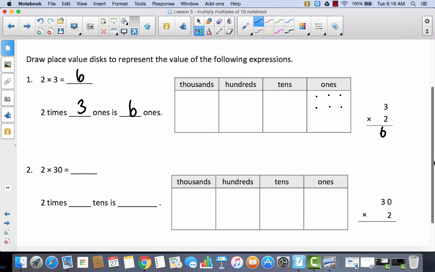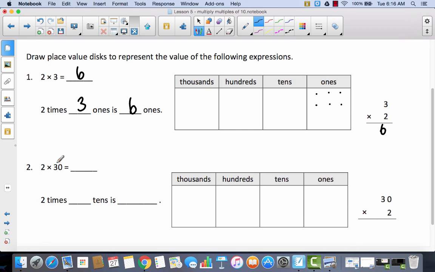All right, so this time we're going to do 2 times 30. So 30 would be 3 what? 3 tens, right? So we've got 1, 2, 3. That's 30 one time. Now we're going to do 2 times 30. So now we have 6 tens, which is the same as 60. So 2 times 3 tens is 6 tens, or 60.